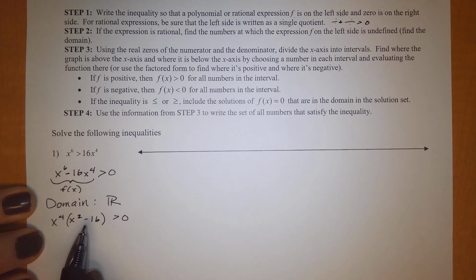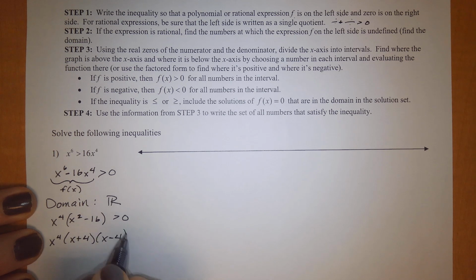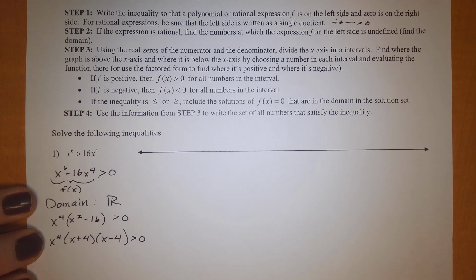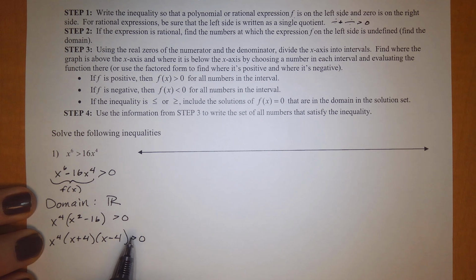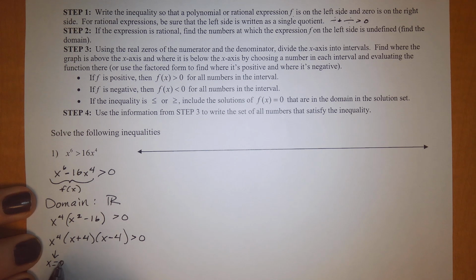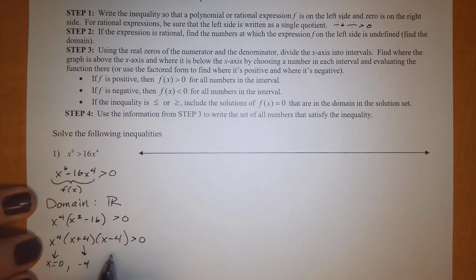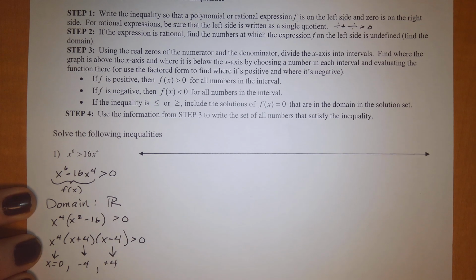I can keep factoring further since this is the difference of two squares. This becomes x to the fourth, times x plus 4, times x minus 4, is greater than 0. This is fully factored form. At this point, to find the zeros, I pretend that it says equals 0 instead of greater than. Let's pretend this is an equal sign. What would make this equal to 0? Well, obviously if x is 0, negative 4, or positive 4. So I'm going to have those three zeros for this particular polynomial.